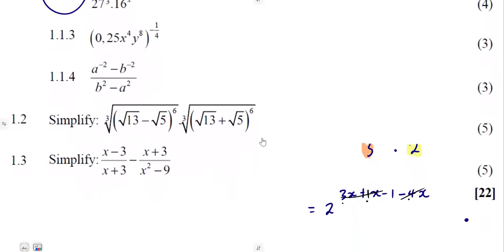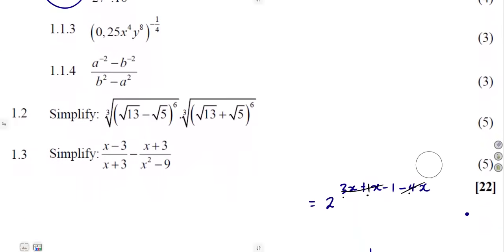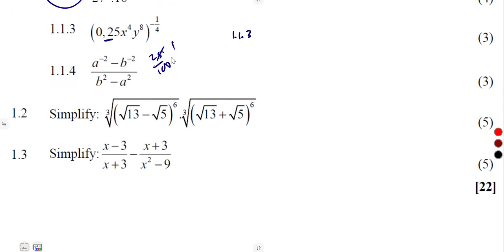Let us move on to 1.13. Still under our exponents, you are given 0.25. All right, 0.25, guys. This is 25 over 100. So that's 1 over what?